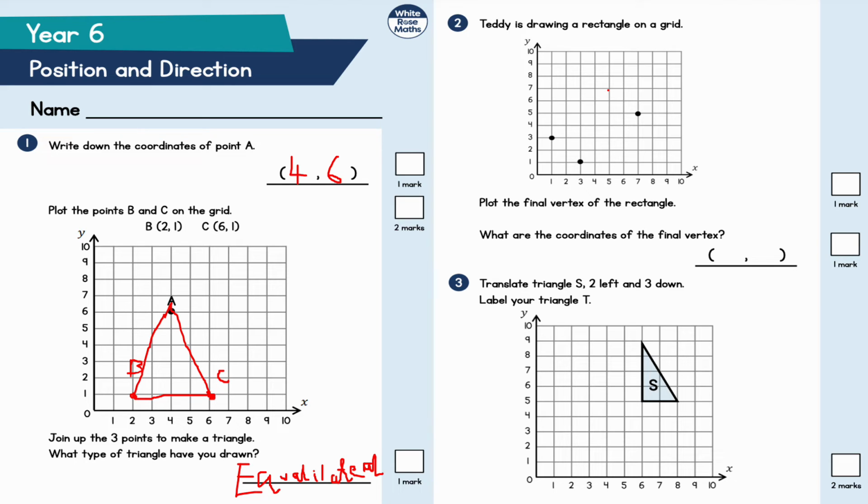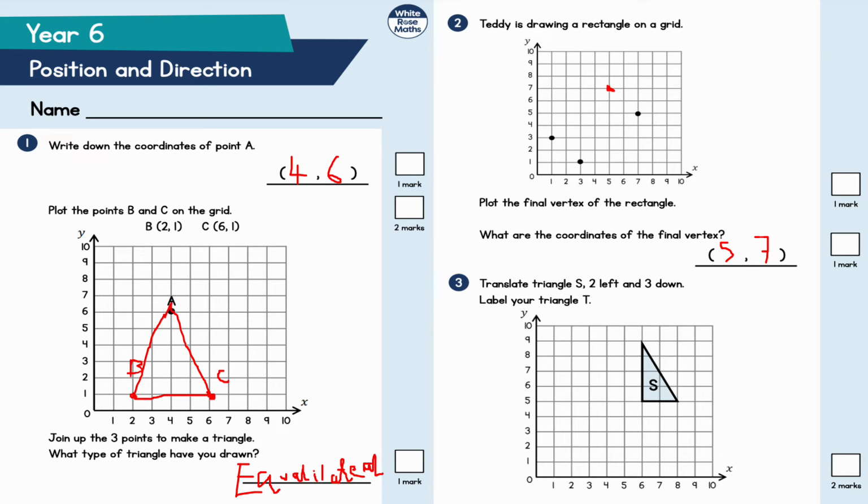Okay. Question 2, guys. Teddy is drawing a rectangle on a grid. Okay. Plot the final vertex of the triangle. So you can probably see here, I've done it in light red actually. So the coordinates would be 5, 7. Okay, and that would give me the point to make that a rectangle.